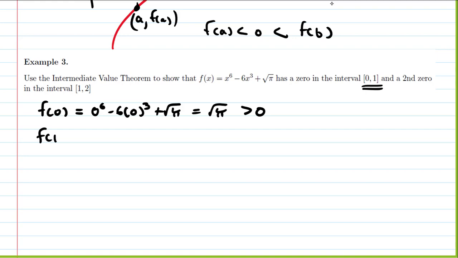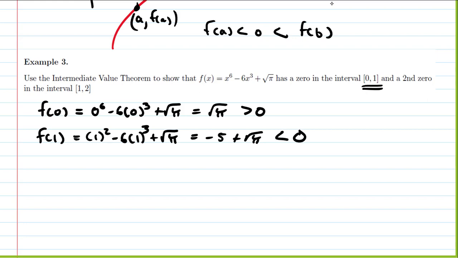If we check f of 1, well, that's 1 to the 6th minus 6 times 1 plus the square root of pi. 1 to the 6th is 1. 1 cubed is 1 times negative 6 is negative 6. So 1 take away 6 is negative 5 plus the square root of pi. Well, we know the square root of pi is smaller than pi, and pi is 3.14. So negative 5 plus the square root of pi is going to be negative. You can punch it into your calculator and get a decimal approximation if you wish.